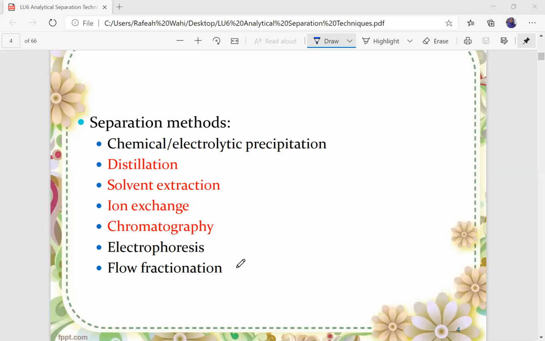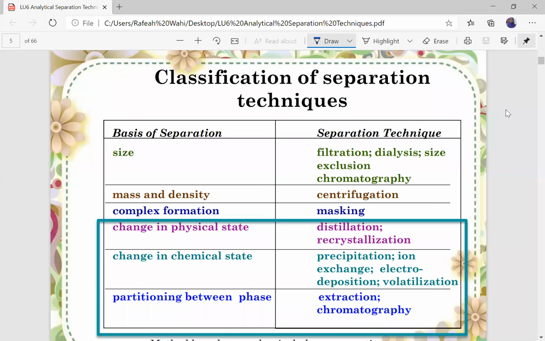electrophoresis, and fractionation. However, in this learning unit, we are going to look into details on the 4 analytical separation techniques highlighted in red font, which are distillation, solvent extraction, ion exchange, and chromatography. Analytical separation can be classified based on the techniques of separation, and the techniques of separation can be classified based on the basis of separation.